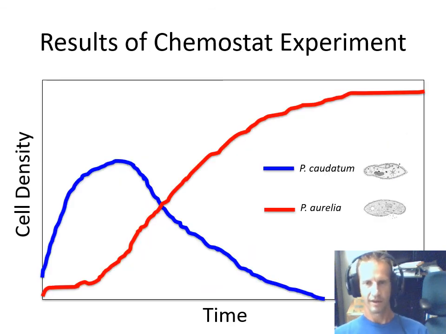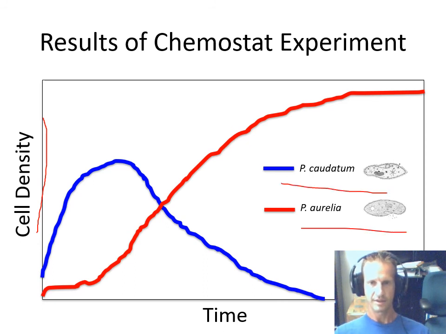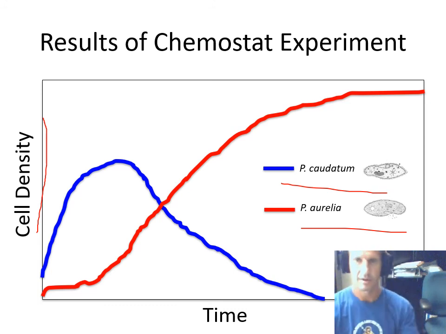So when you look at the results of that experiment over time, and the results are basically the cell density or population numbers of the two species, you can see that initially there's an increase in the abundance of Paramecium caudatum, but then the Paramecium caudatum starts to decline. Meanwhile, the Paramecium aurelia take a little longer to get going, but they eventually reach a high population and exclude the other Paramecium.